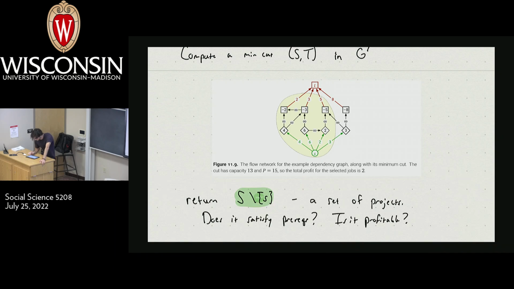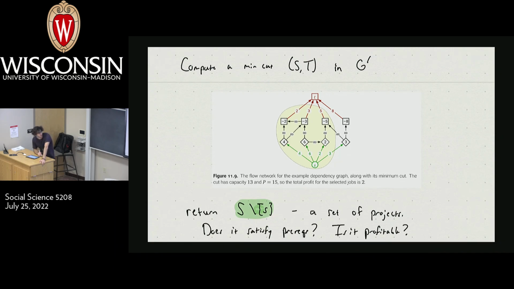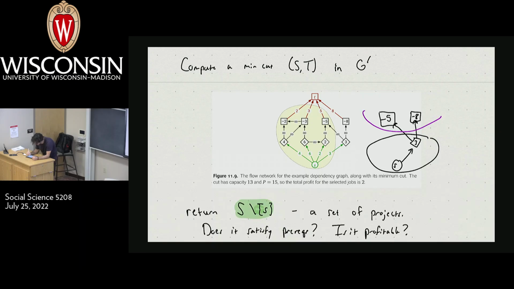So the first thing to notice is these infinite edges are very important. Let's say we chose a cut with the following structure. Let's say we chose 3, but we did not choose -8 and -5. So in particular, what that would look like, it means S contains that node, but T contains the rest. So this is T, and this is S. So here's an example of a cut that would not have the dependencies satisfied. We try to complete project 3 without first completing its prereqs.